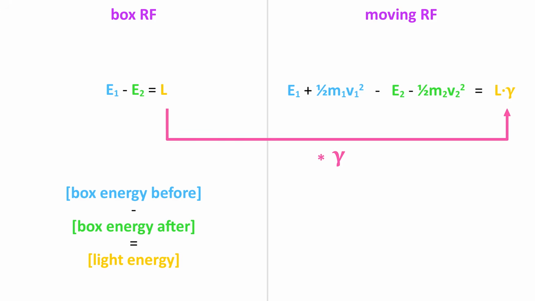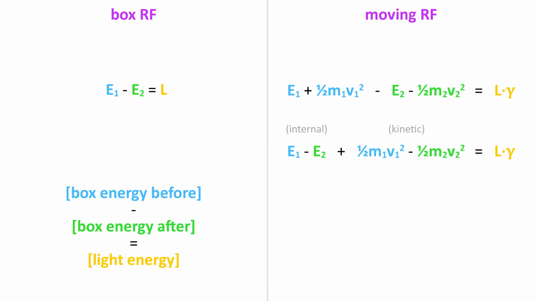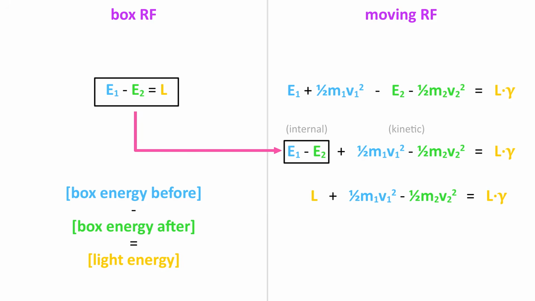But here's the thing, if internal energy is reference frame independent, then the change in the box's internal energy, E1 minus E2, still only accounts for L joules of energy. After subtracting it off, there's a remaining L times gamma minus 1 joules of bonus energy, which must come from a change in the box's kinetic energy.